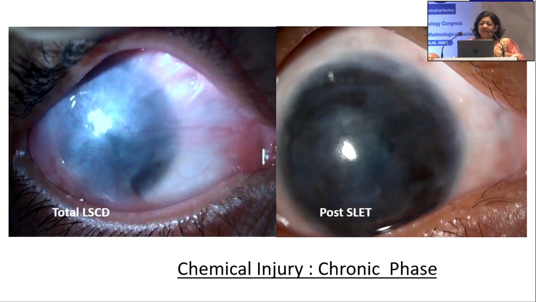This patient, a case of a total limbal stem cell deficiency following a chemical injury, did well with a simple limbal epithelial transplant with vision improving over a period of time.